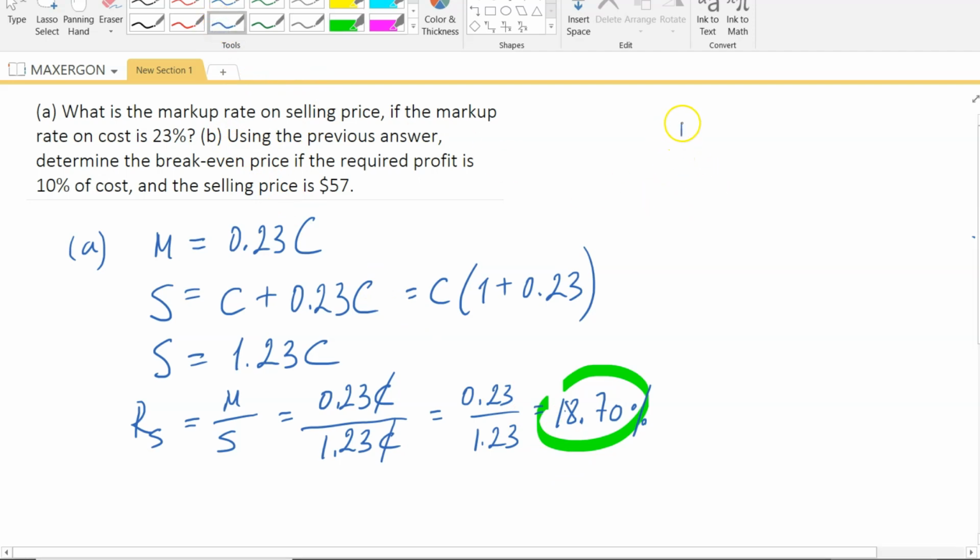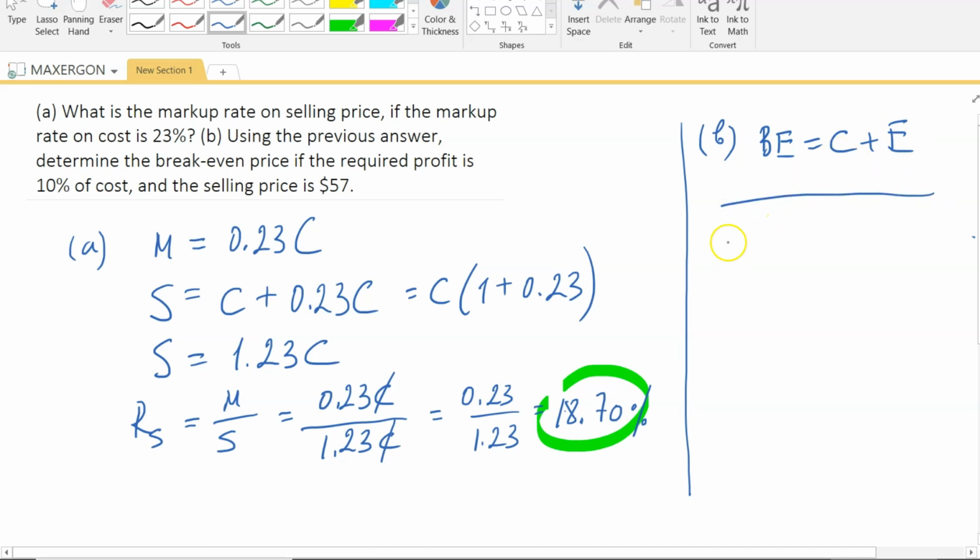Let's address part B of the problem. In part B, we need to find the break-even price. Break-even price is cost plus expense. In order to find break-even price, we first need to find cost. To find cost, we'll remember that selling price is cost plus markup. Selling price is given as 57, cost is unknown, and markup is 18.7% of the selling price, which is 57. From here, we'll find cost.